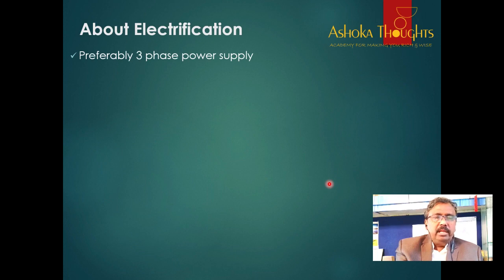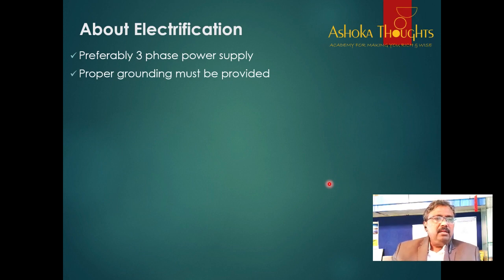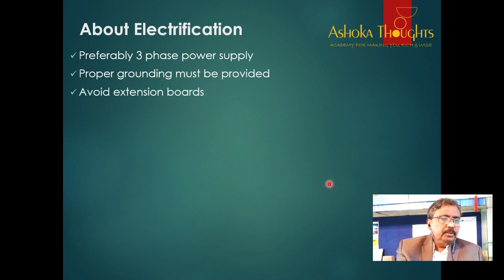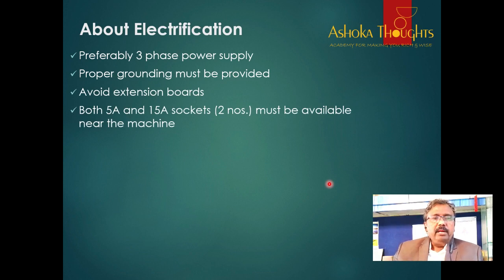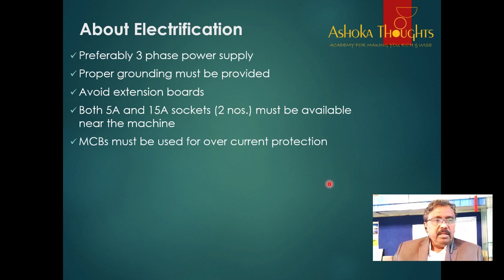Now let's see the electrification of the laser treatment room. Preferably a three-phase power supply must be there. Proper grounding must be provided. Avoid extension boards. Both 5 ampere and 15 ampere sockets, two numbers each, must be available near the machines so that extension boards can be avoided. MCBs, meaning miniature circuit breakers, must be used for overcurrent protection.